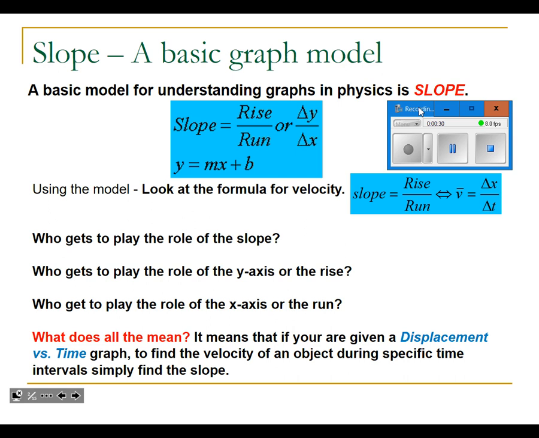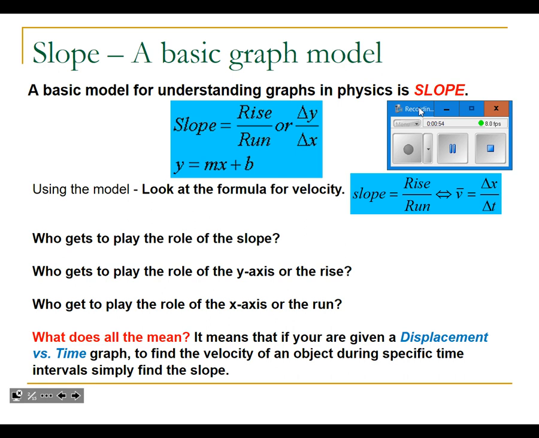Slope, remember, is rise over run. Or I like better the change in y over the change in x. So if we use that line formula, y equals mx plus b, m is our slope, b is our y-intercept, and then y is our y variable, and x is our x variable.